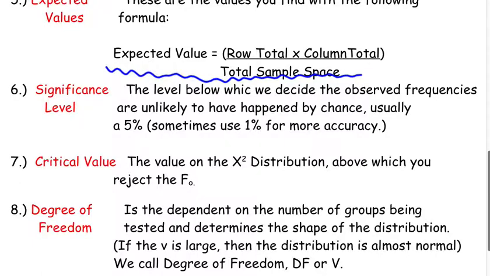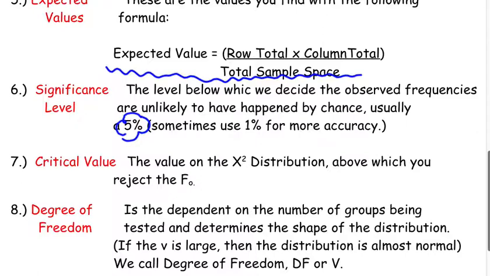The next definition is called significance level. This is a level at which we decide the observed frequencies are unlikely to have happened by chance. Usually we try to do this at a 5% chance, so if you're going to write an IB project paper, let's look for 5%. Sometimes your homework will say 1% or 10%, but for an IB paper, just use 5%.